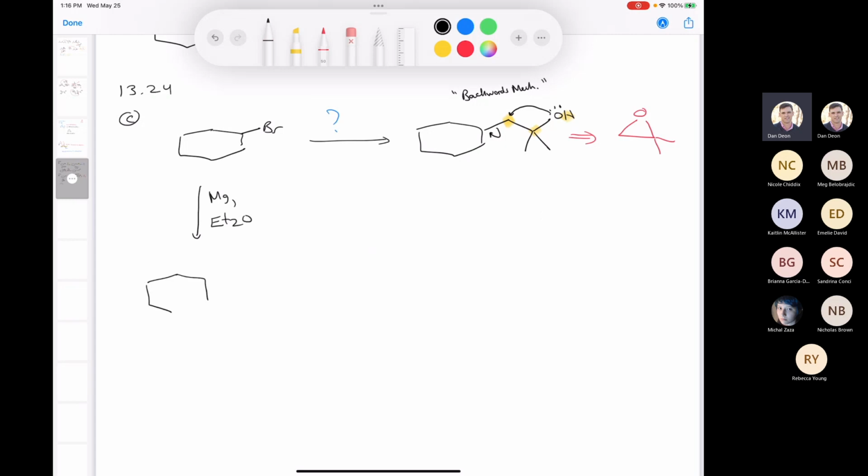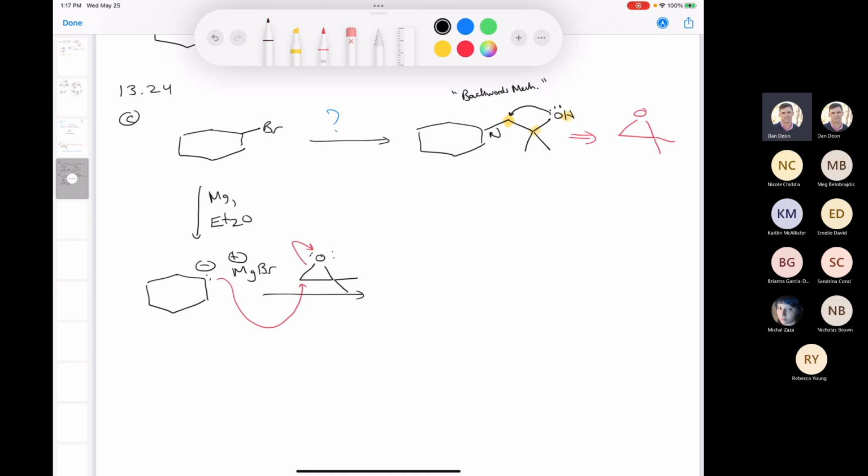So what we're going to do is make our Grignard using magnesium and diethyl ether. Same thing we did in the last problem. We end up making cyclohexyl magnesium bromide, our Grignard. Now we're going to treat it with 2,2-dimethyl oxirane. And our nucleophile is going to attack the least hindered carbon. So that means it's going to attack this carbon.